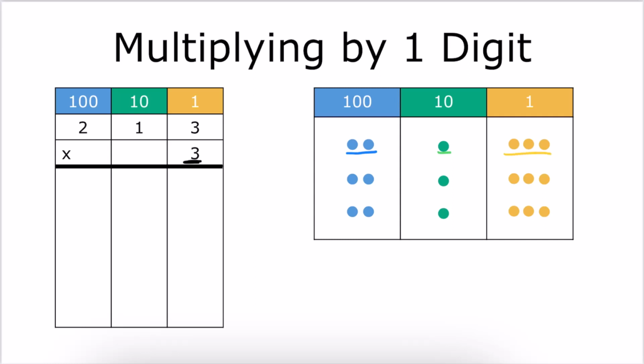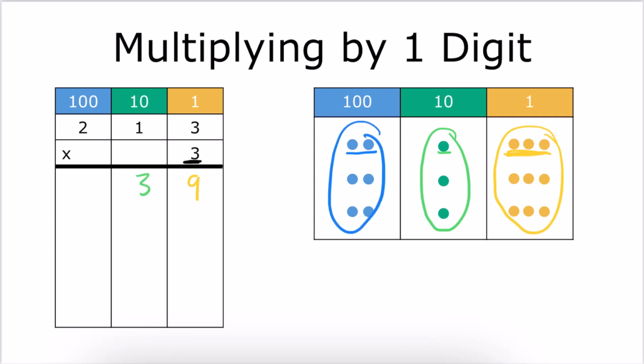And when you're teaching this to your students, you're going to explain that we're going to make 3 copies of this entire number. But the easiest way to do this is to take 3 copies of each place value individually. So if I have 3 copies of 3 ones, the total amount that I have is 9 ones. And if I make 3 copies of 1 ten, then I have 3 tens. And if I have 3 copies of 2 hundreds, then I have 6 hundreds.